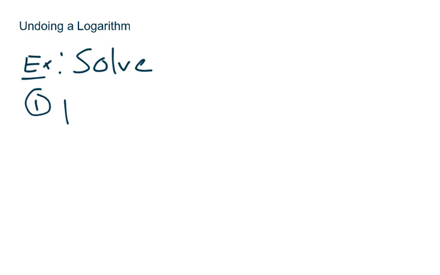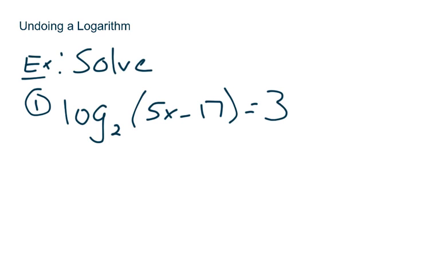All right, final method, undoing a logarithm. So I'm going to go straight to examples, and I'm going to kind of talk you through the first one as far as notes are concerned. So solve. Number 1, log base 2 of 5x minus 17 is equal to 3.